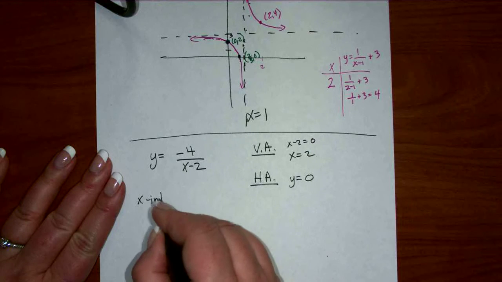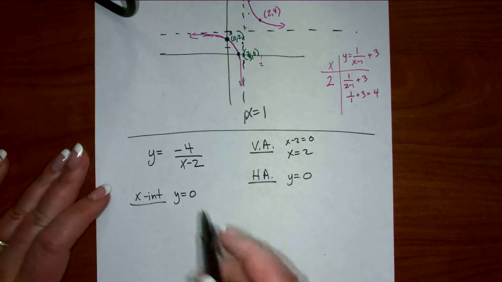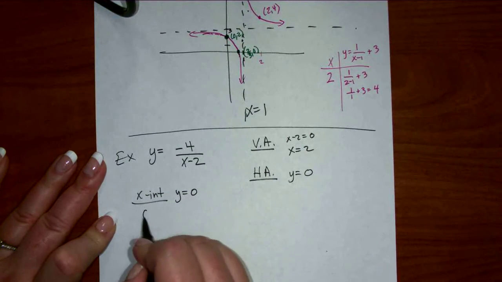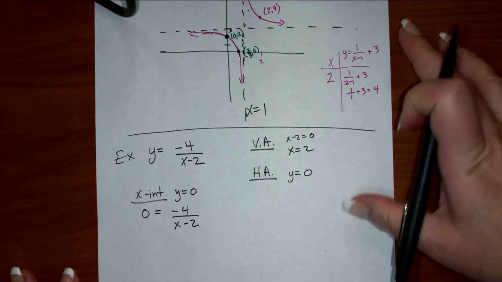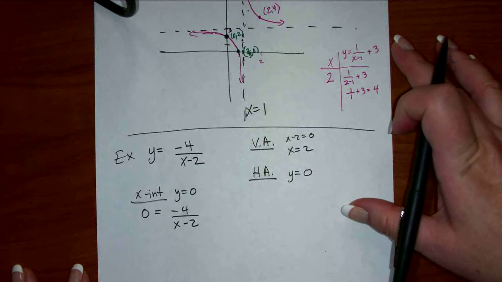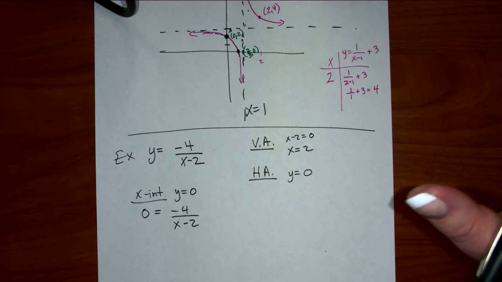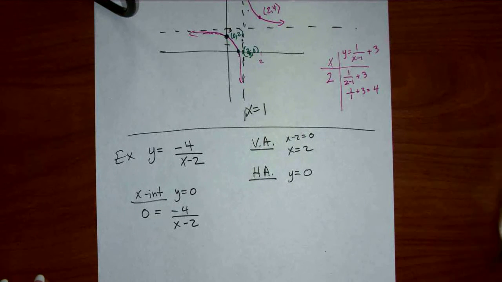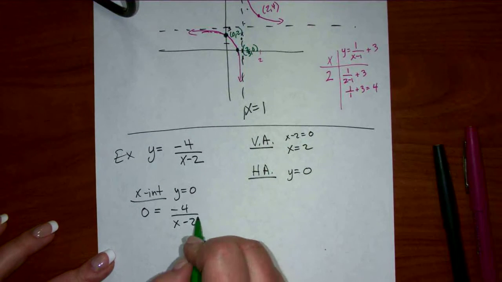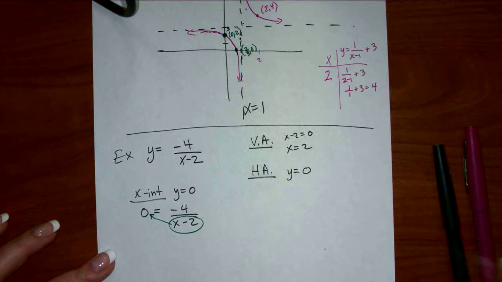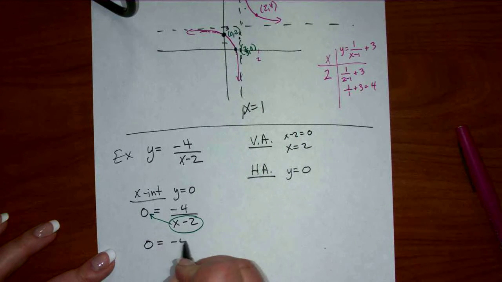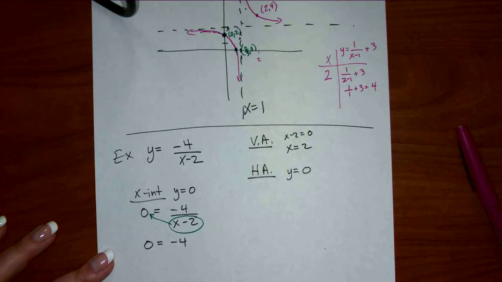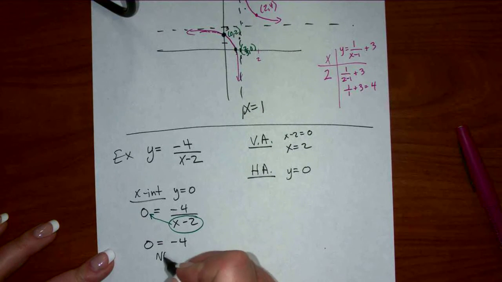X-intercept, let y equal 0. Okay, cool. Cross multiply. It's already one thing on each side. We don't have to move anything over. What happens if we cross multiply? It's going to equal 0, right? 0 times anything is 0. What do you think that means? None. So no x-intercept.